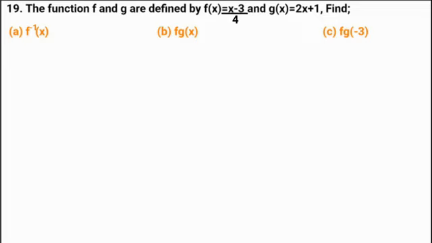So question 19 was: the functions f and g are defined by f of x is equal to x minus 3 over 4 and g of x is equal to 2x plus 1. Find a, the inverse of f of x, b, fg of x, c, fg of negative 3. So first, we're going to find the inverse of f of x.